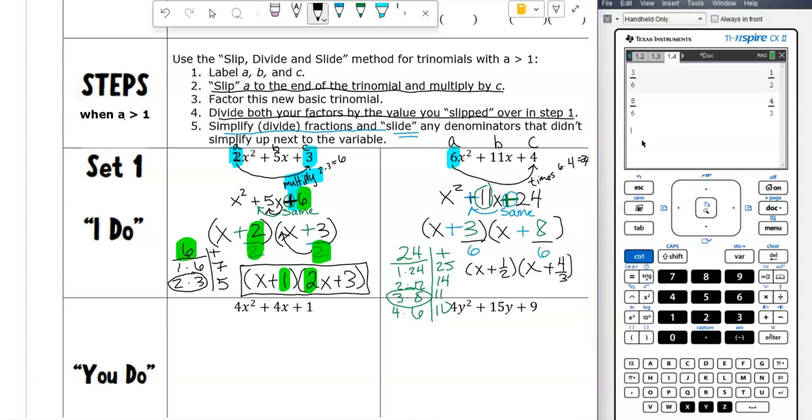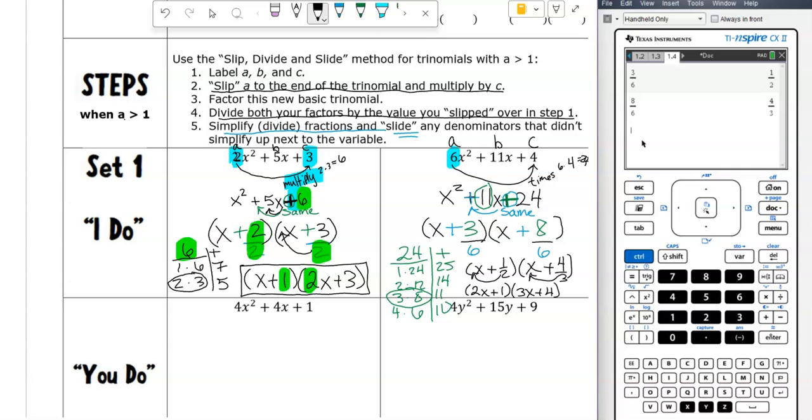But I'm not allowed to have fractions in my answer. So any denominators that didn't simplify will move up in front of the x. So our final answer is 2x plus 1, 3x plus 4.